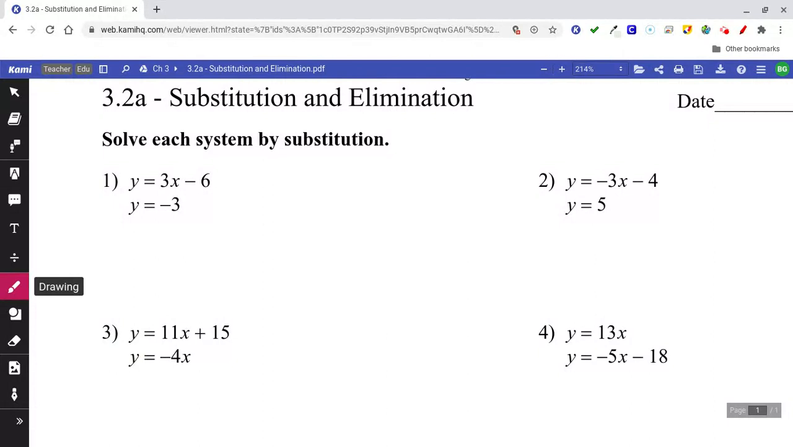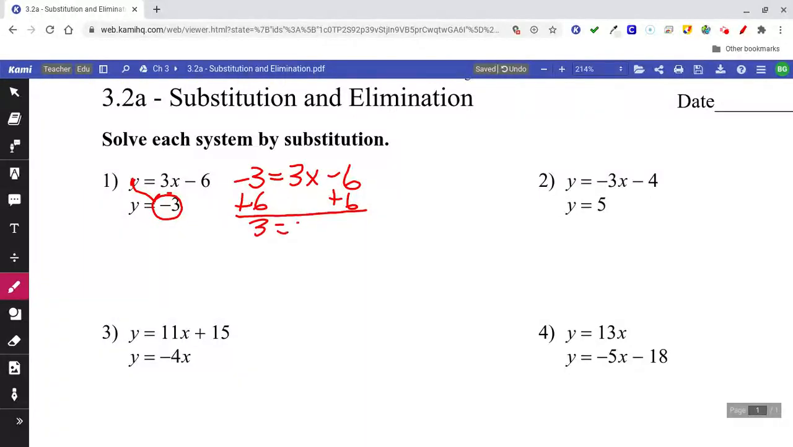Problem 1. I can see that y is equal to -3. So what I'm going to do in this case, when I've got one of the variables, I can just put it in place of that variable in the other equation. -3 equals 3x minus 6. And I've got an equation, and I'm going to isolate the variable to find x. So I add 6. That gives me 3 equals 3x. And then divide by 3. So 1 equals x.